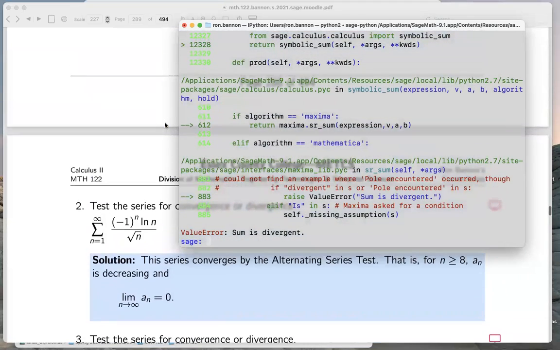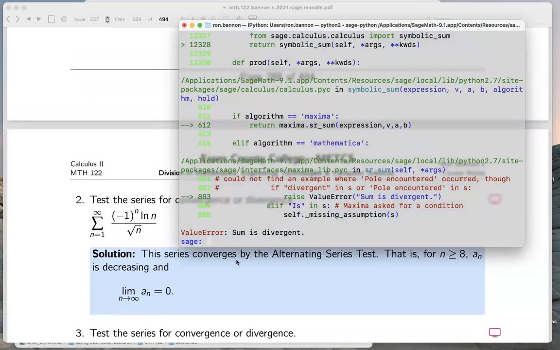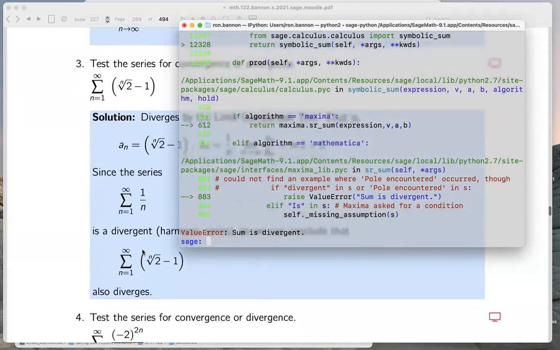Like we were saying, this one over here converges. Now, Sage didn't come back saying it was divergent. Sage came back and said, well, I can't do the sum. It didn't say it was divergent, though. All right. So you could keep going through this, and I would recommend you give it a try.